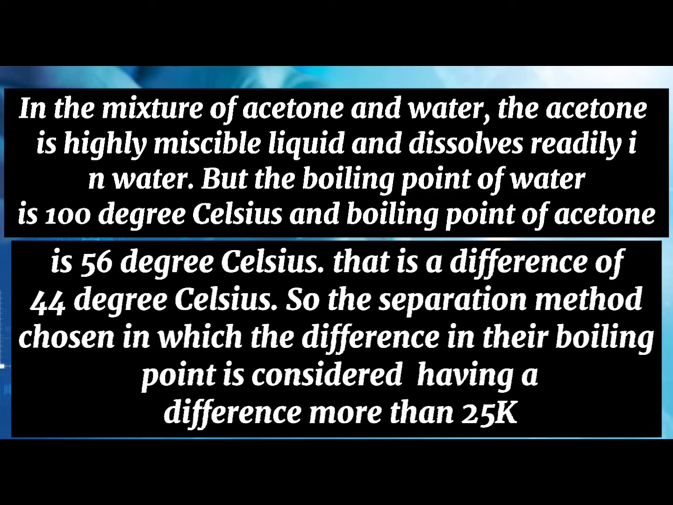In the mixture of acetone and water, the acetone is a highly miscible liquid and dissolves readily in water, but the boiling point of water is 100 degrees Celsius and the boiling point of acetone is 56 degrees Celsius. That is a difference of 44 degrees Celsius. So the separation method is chosen in which the difference in their boiling points is considered to be more than 25 K. That is the distillation process.